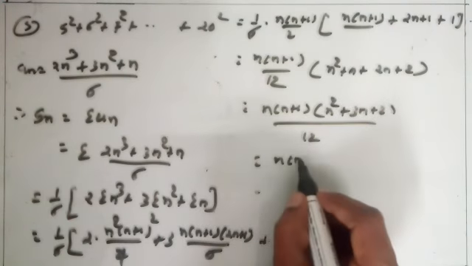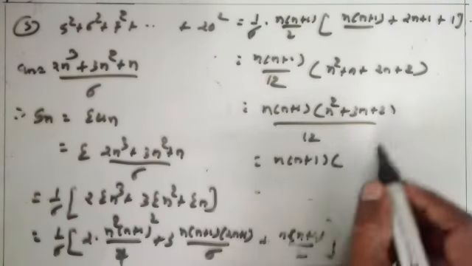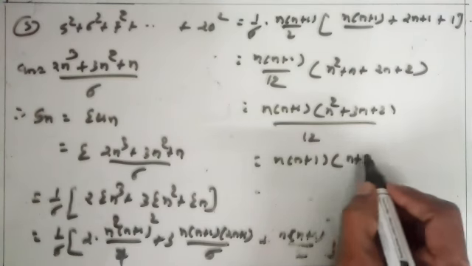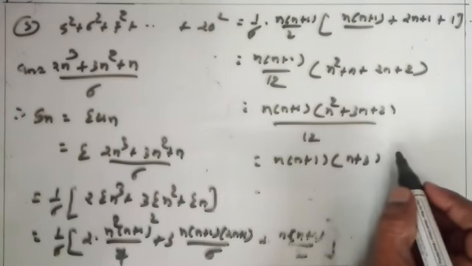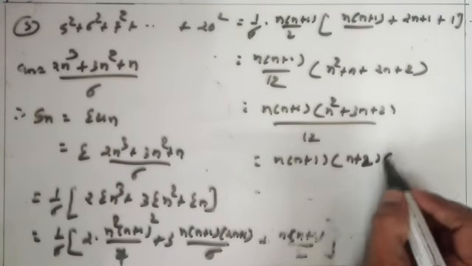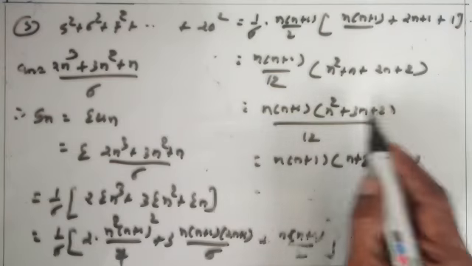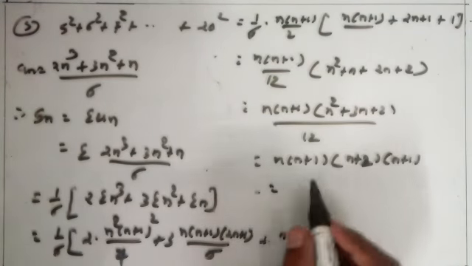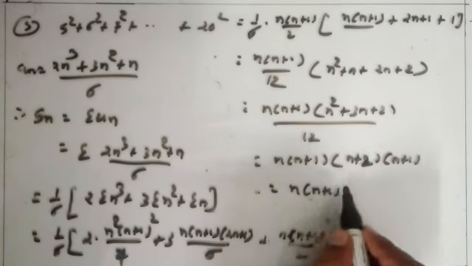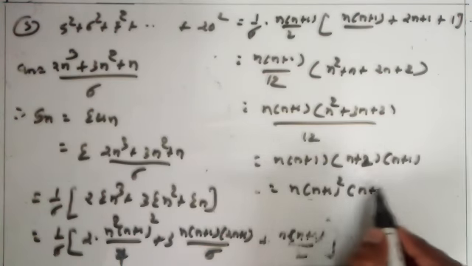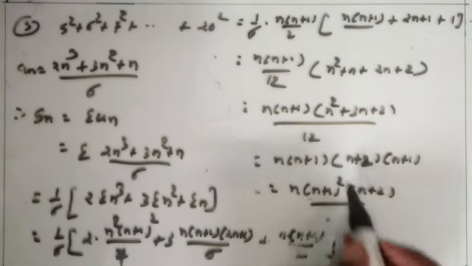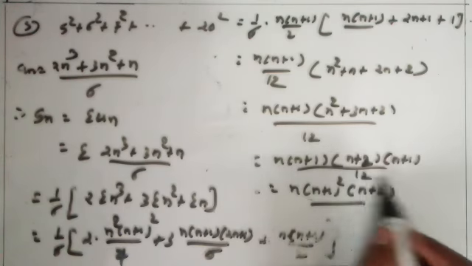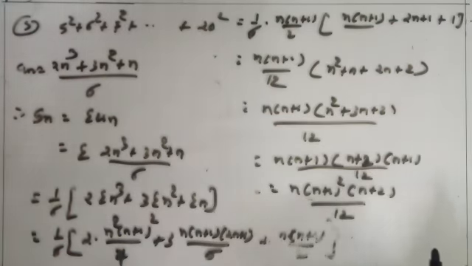So here divide by 2, both sums become 3. So n into n plus 1, n plus 2 and n plus 1. This becomes n into n plus 1 square into n plus 2 upon 12. Okay, upon 12. Answer.